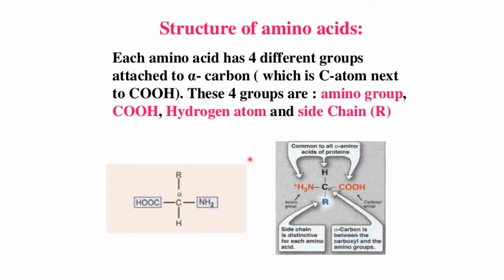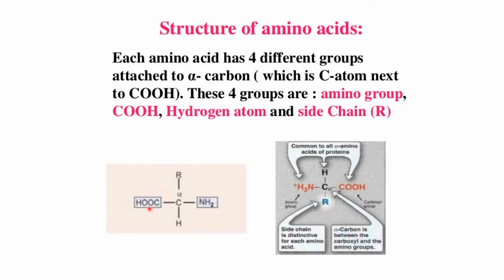Now, let's talk about the structure of amino acids. Each amino acid is made up of 4 different groups, and these 4 groups are attached to the alpha carbon. As you can see, this is the structure of an amino acid. This is the one alpha carbon present in the center, and these are the 4 different groups.